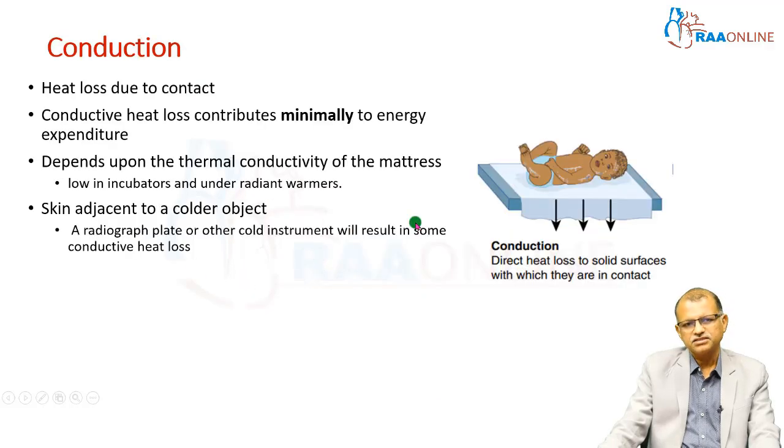Coming to conduction, heat loss is due to contact, as we already described. Conductive heat loss contributes only minimally to the energy expenditure. So it depends again on the thermal conductivity of the mattresses where the babies are kept. Especially it is very low in incubators and if the baby is under radiant warmers. As the surface is already warm, the heat loss by conduction is less here. Skin adjacent to colder objects, for example, if you are using a radiograph plate for taking an X-ray, or you keep any cold object in contact with the baby, there will be loss of heat from the body to the colder surface. This is what is described as conductive heat loss.